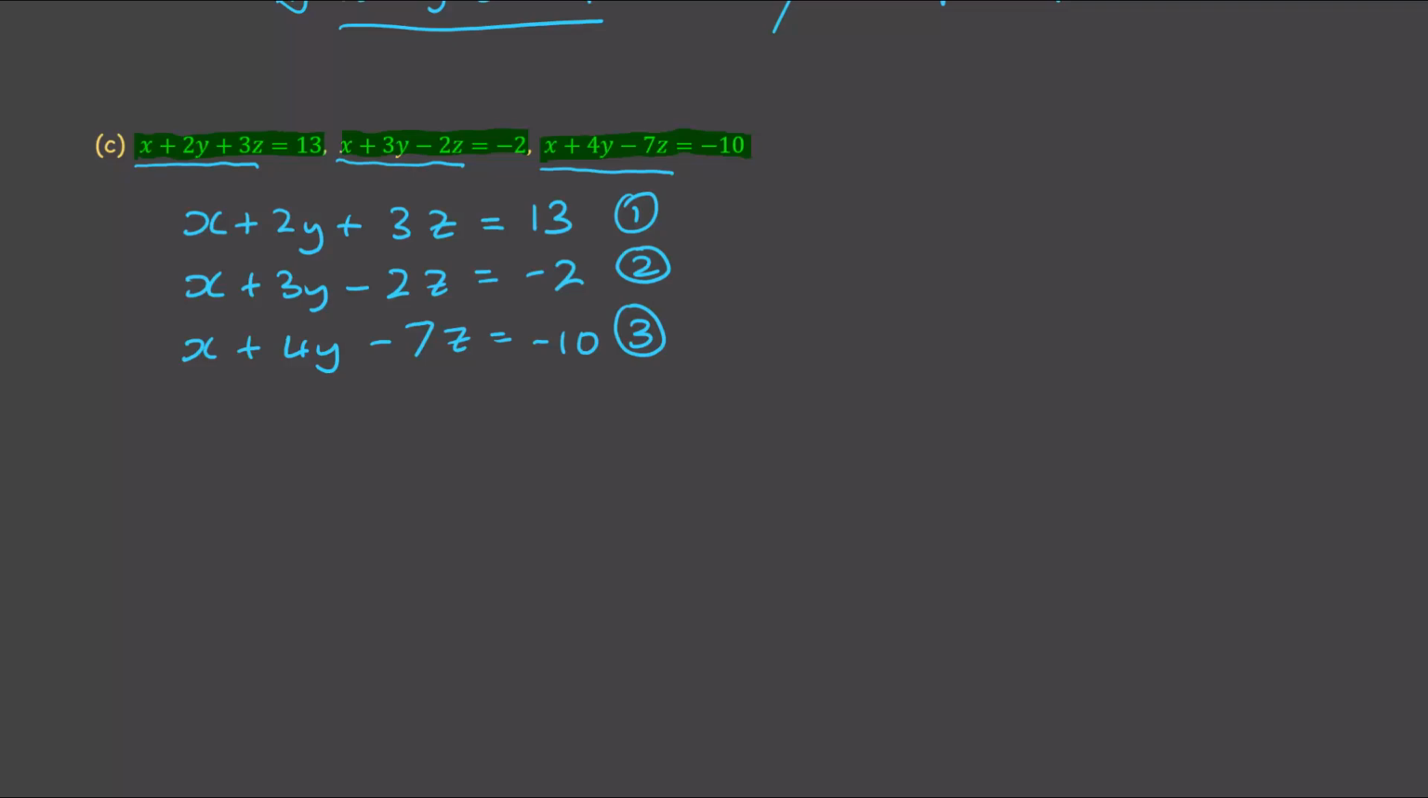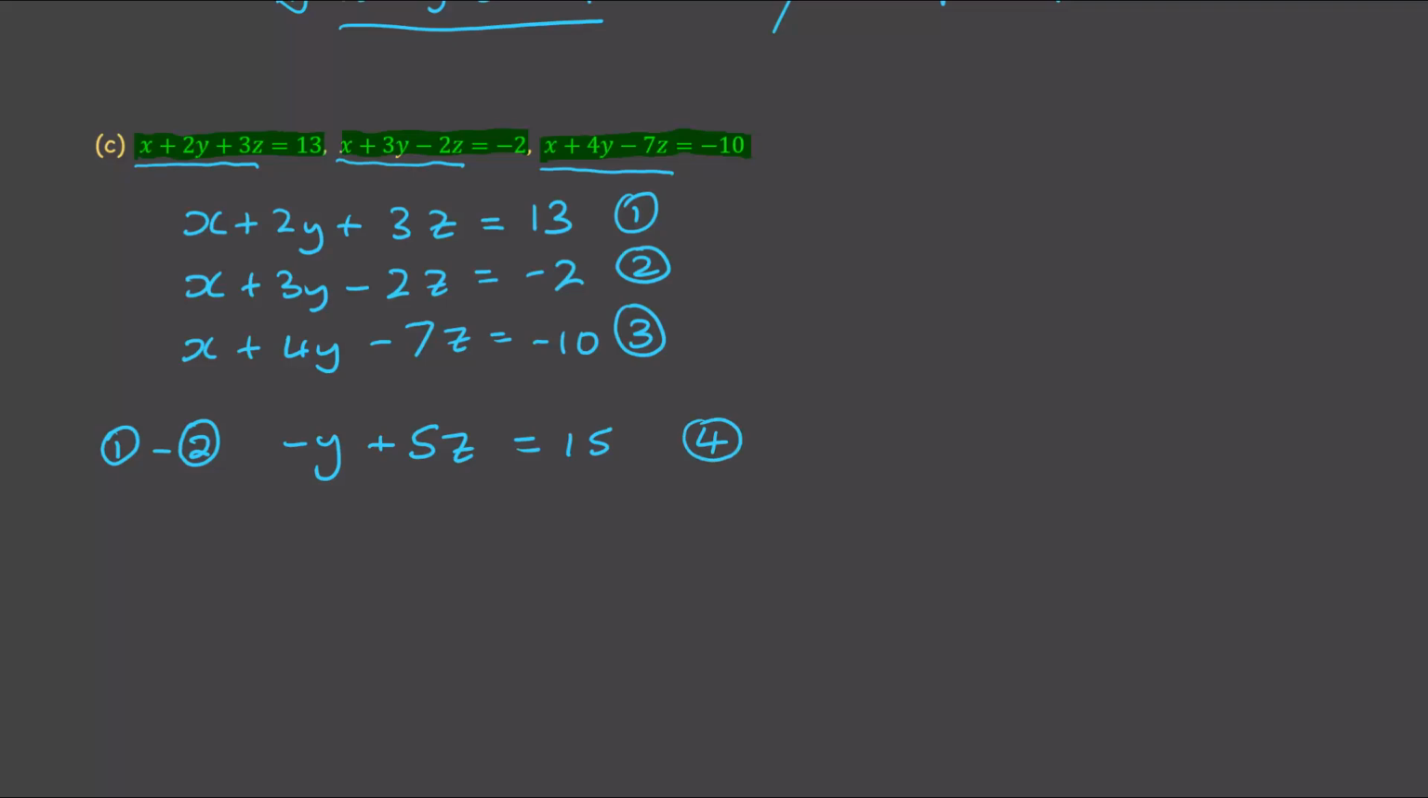So let's try doing equation 1, take away equation 2. That means the x's will cancel out, and I've got 2y take away 3y, which is negative y. And then I've got 3z take away negative 2z, so 3z plus 2z is 5z, equal to 13 take away negative 2, which is 15. Let's call that equation 4.